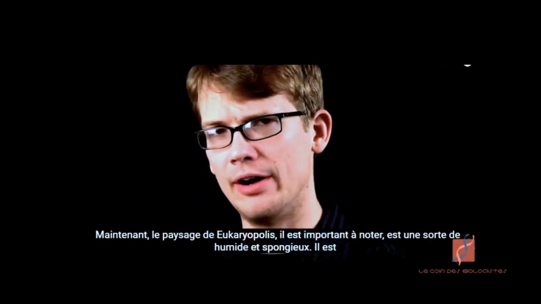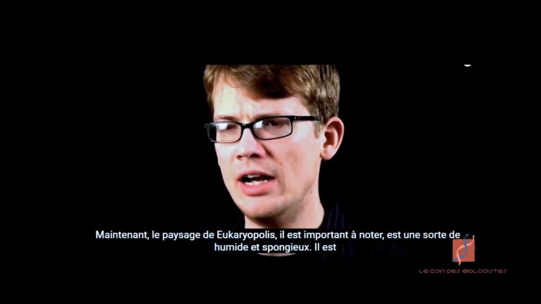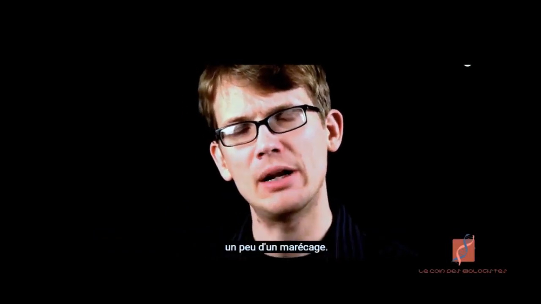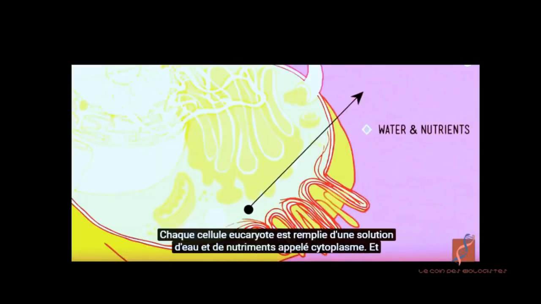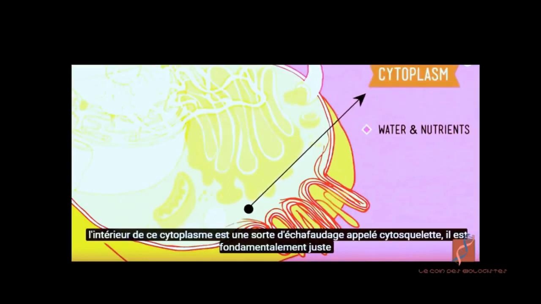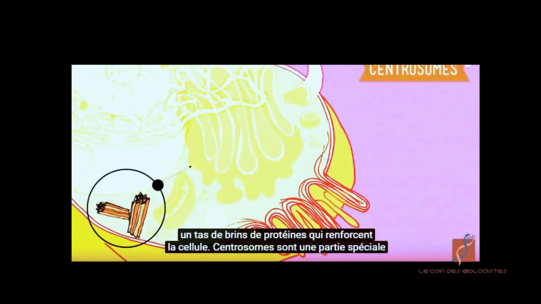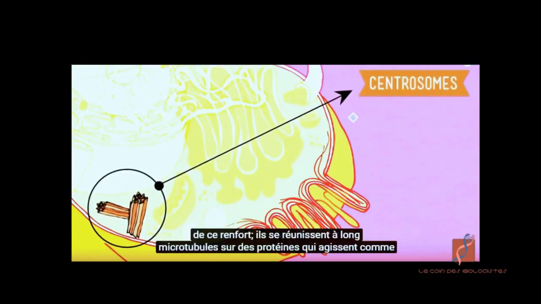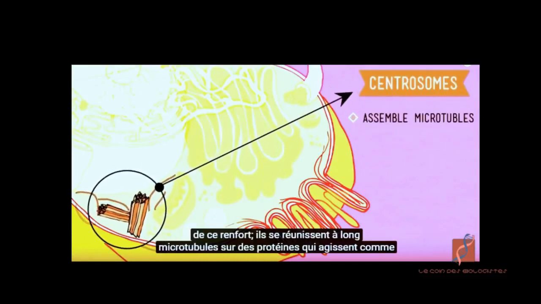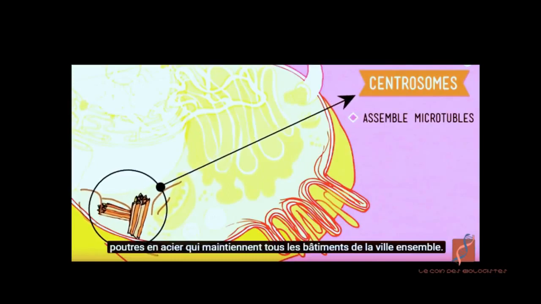Now, the landscape of Eukaryopolis, important to note, is a kind of wet and squishy, bit of a swampland. Each eukaryotic cell is filled with a solution of water and nutrients called cytoplasm. And inside of the cytoplasm is a scaffolding called the cytoskeleton. It's basically just a bunch of protein strands that reinforce the cell. Centrosomes are a special part of this reinforcement. They assemble long microtubules out of proteins that act like steel girders that hold all the city's buildings together.